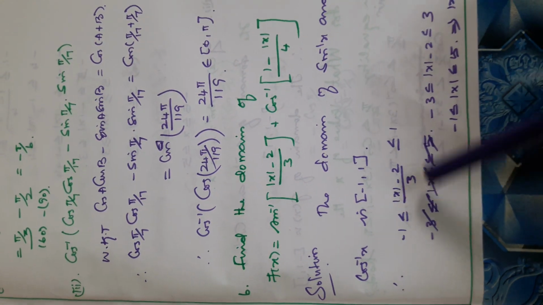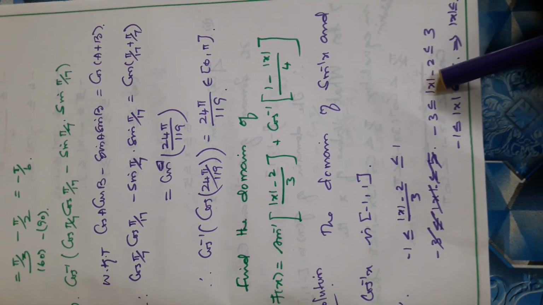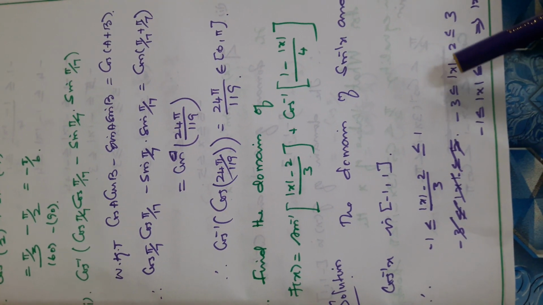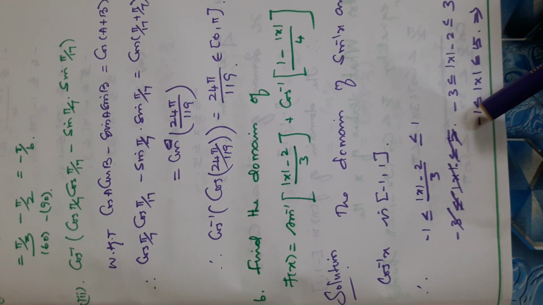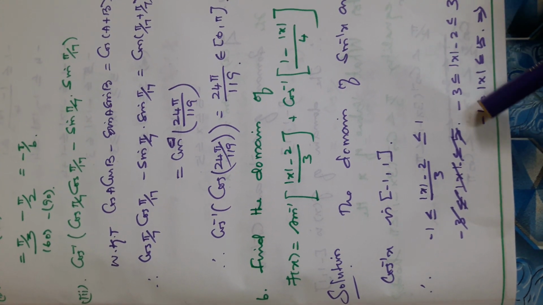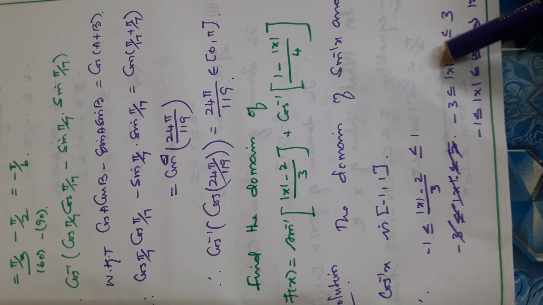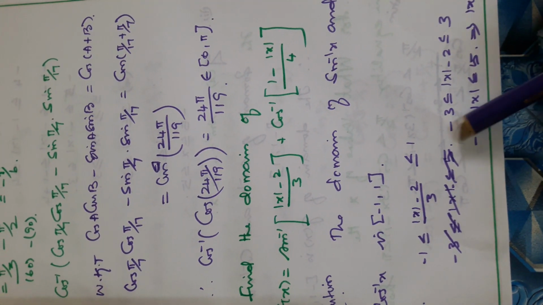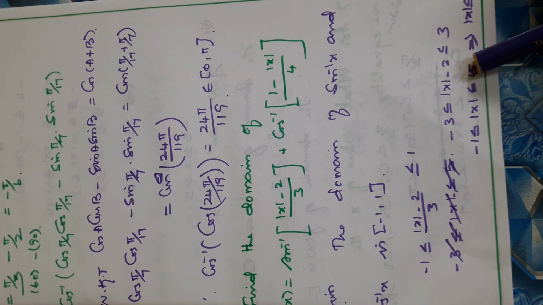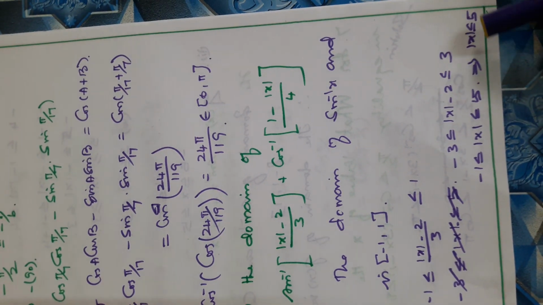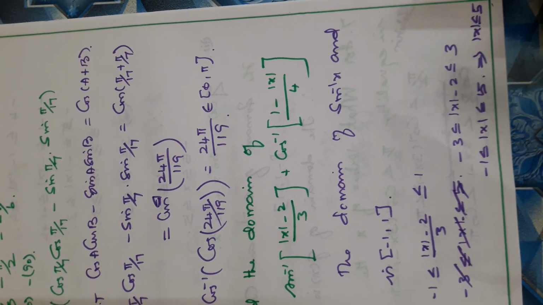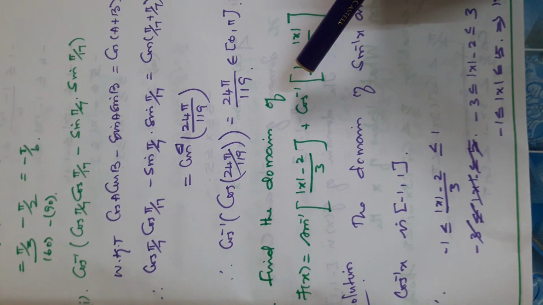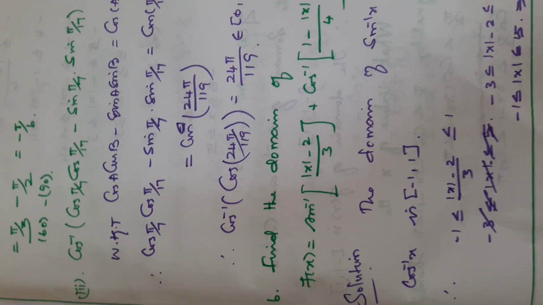Simplification: minus 3 is less than or equal to mod x minus 2, which is less than or equal to 3. We take minus 2, so here you will get plus 2. So minus 3 plus 2 becomes minus 1, and 3 plus 2 becomes 5. That implies minus 1 is not needed, because mod x is less than or equal to 5, which means it can take values from minus 5 to plus 5. So mod x is less than or equal to 5 for the sine function. Next we have to start with cos inverse.